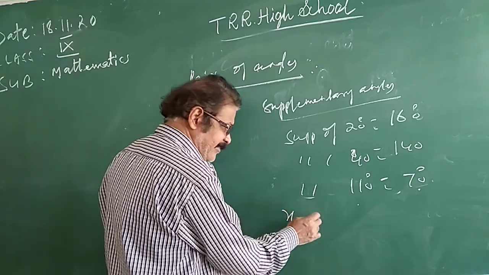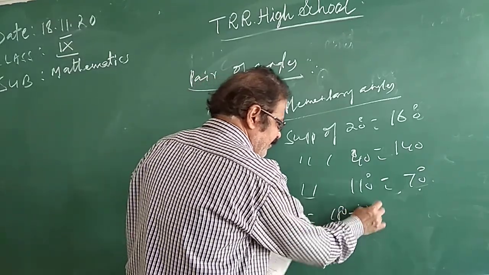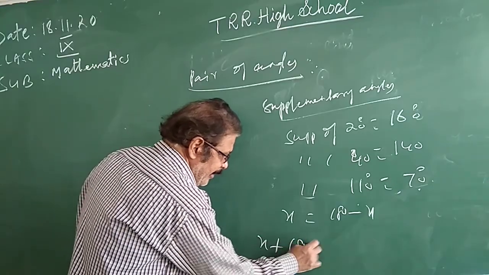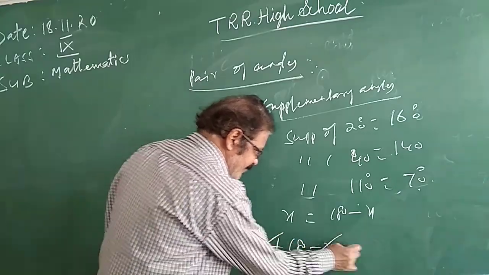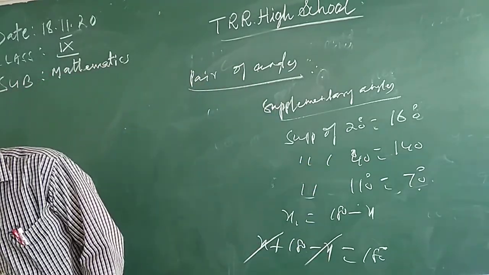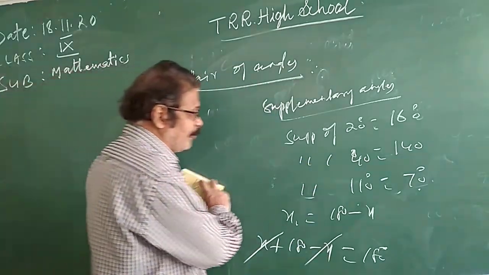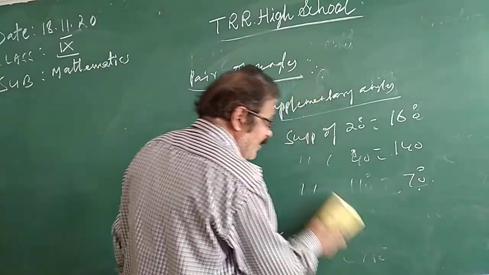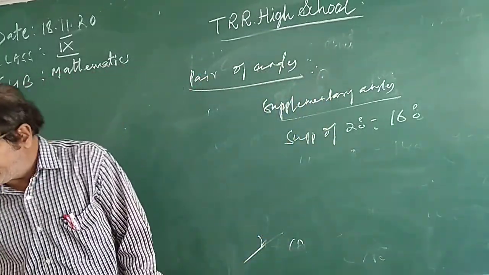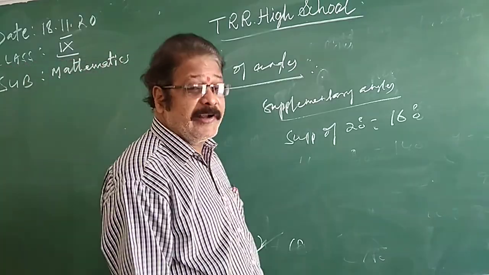Supplement of x degrees, how much? 180 minus x. If we add both, x plus 180 minus x, the x cancels, 180 degrees. If the sum of the two angles is 180 degrees, they are called supplementary angles. So, supplementary of y degrees is how much? 180 minus y. Supplementary of theta is 180 minus theta.